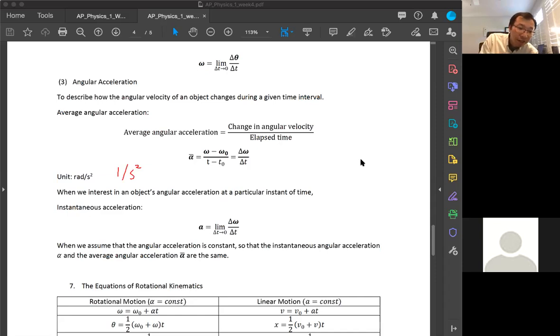Okay, similarly, instantaneous acceleration works the same way. It's alpha, right? Alpha is defined as a function of time when you take the limit as the time interval approaches zero, and on the right is the ratio of the change of the angular velocity in unit time.